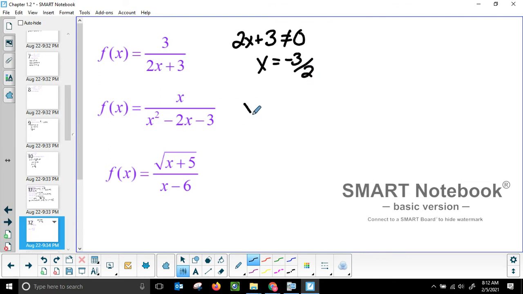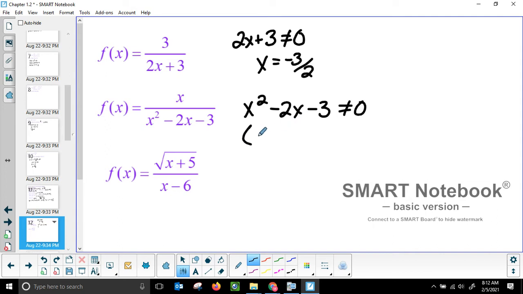All right, same thing here. I say x squared minus 2x minus 3 cannot equal 0. This is a quadratic. We typically like to factor quadratics. Right, if you don't remember how to factor, you definitely need to brush up on that. You're going to need that a lot in this course.